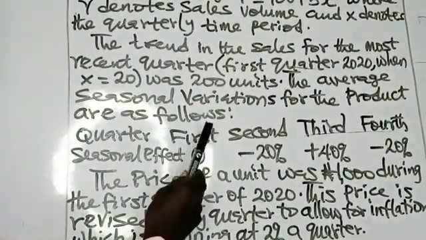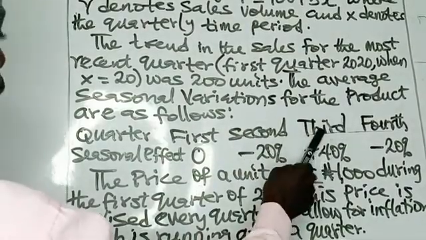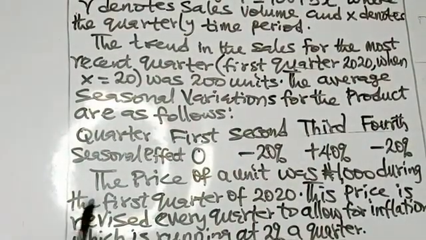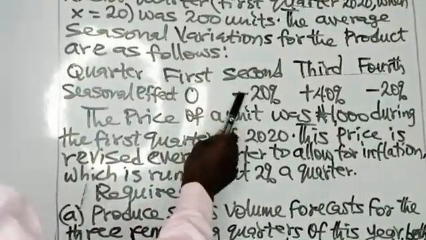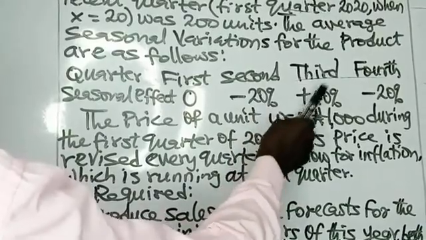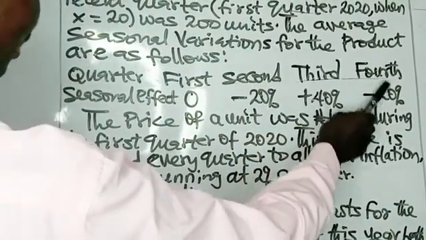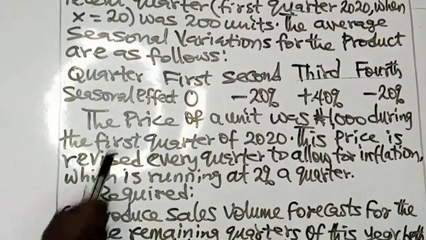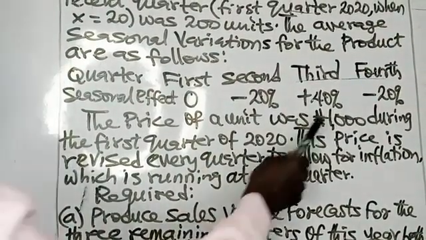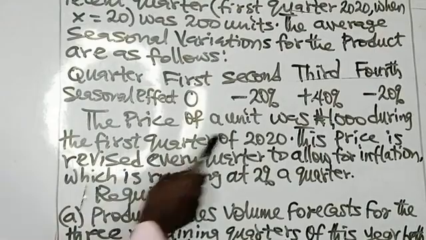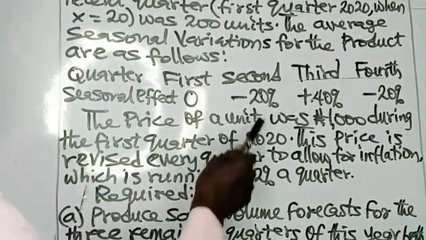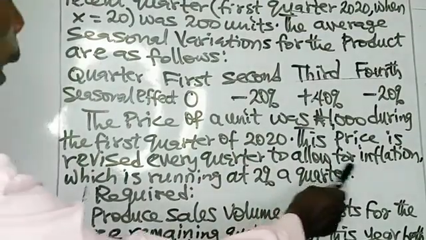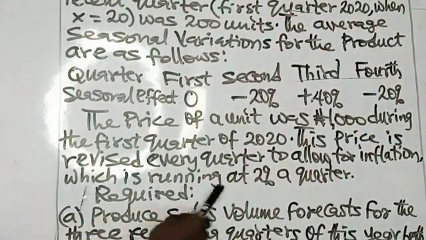The average seasonal variations for the products are as follows. Quarter first, second, third, and fourth. Seasonal effect in the first quarter is 0. Second quarter, minus 20%. Third quarter, plus 40%. And the fourth quarter, minus 20%. The price of a unit was 1,000 naira during the first quarter of 2020. This price is revised every quarter to allow for inflation, which is running at 2% a quarter.